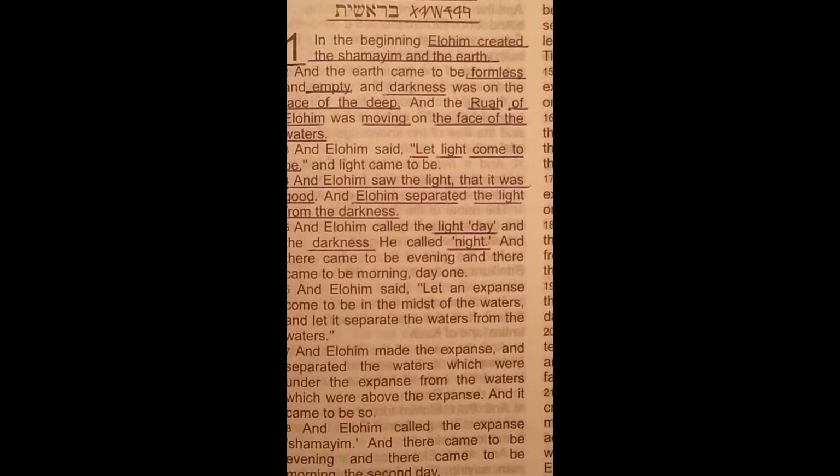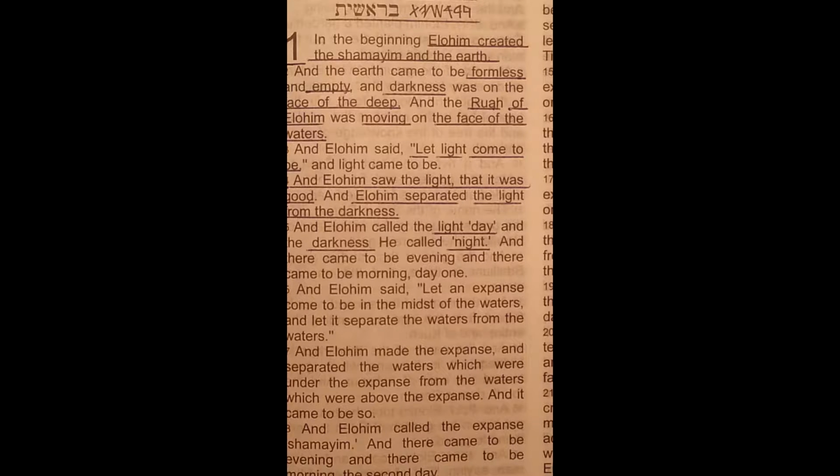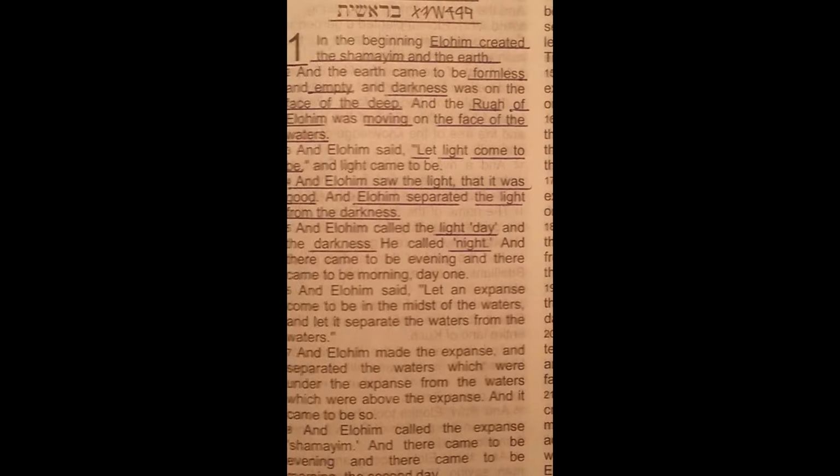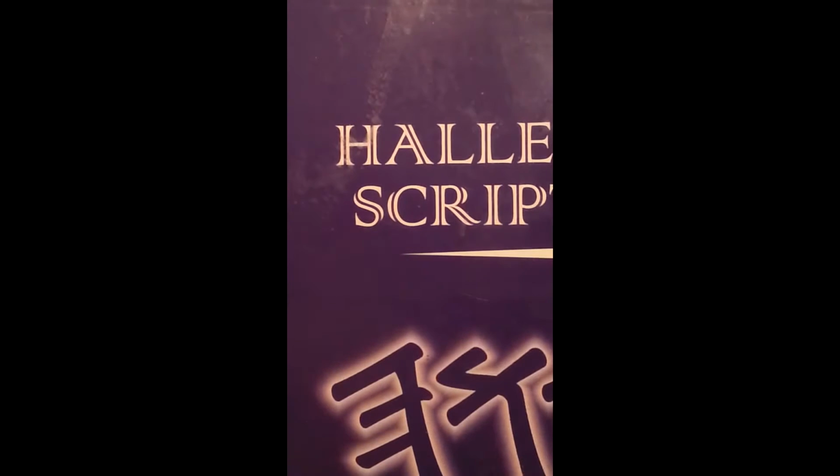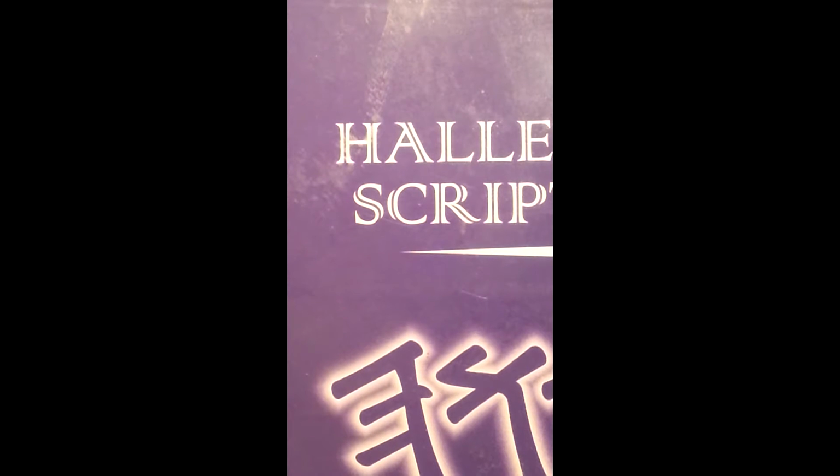And this is what it says. In the beginning, Elohim created the Shamayim and the earth. See, now we're missing something. Now that you've seen that, and that's in all translations.